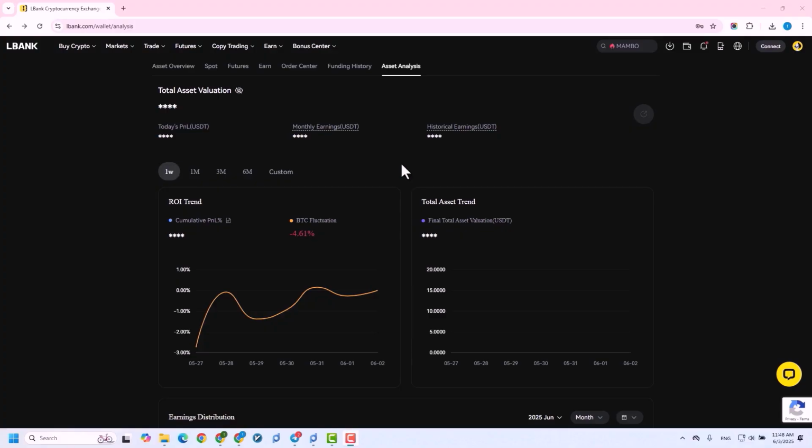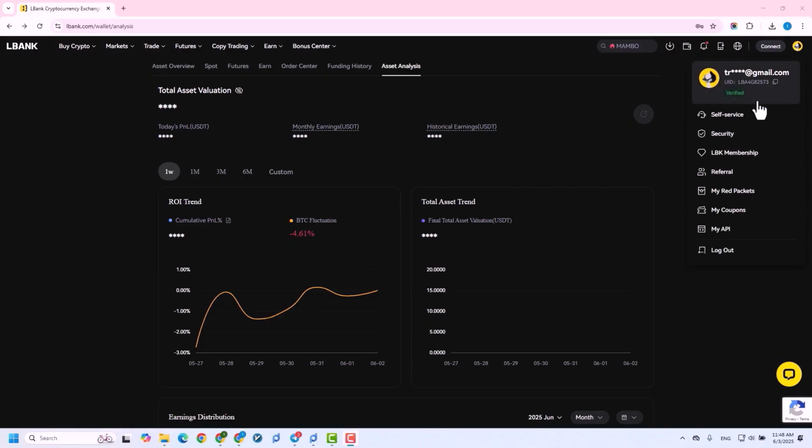The next section of the user dashboard in the LBank Exchange relates to account settings and additional user services. Next, we will explain each section to you in detail and with expertise. At the top of the page, you can see your user information. Your registered email address is displayed, and the UID is the user's unique identifier in the exchange, which is used for quickly identifying the user's account.